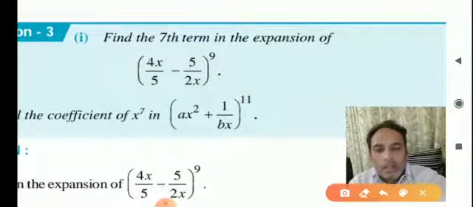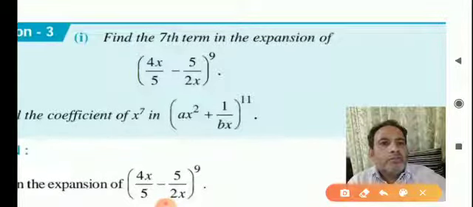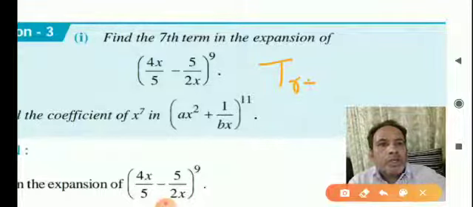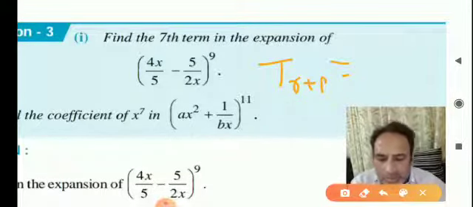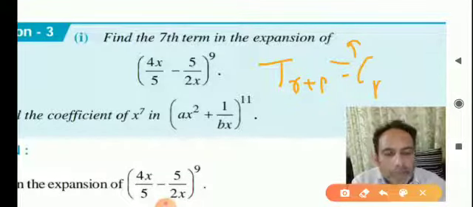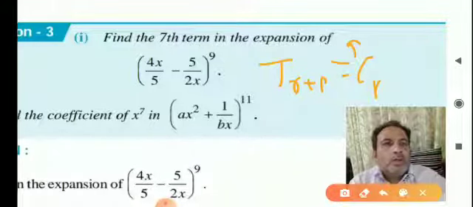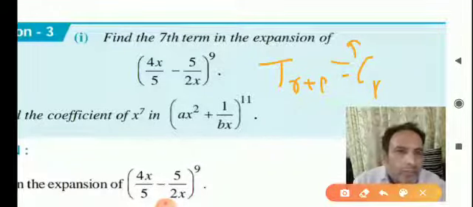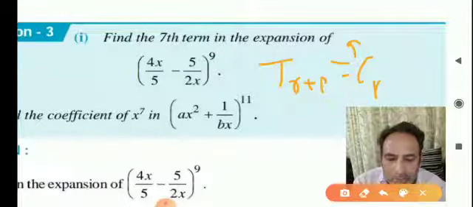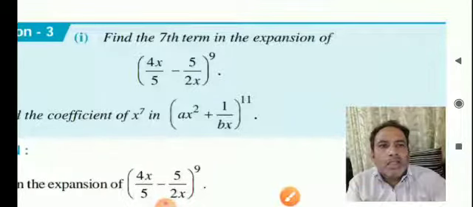So for the seventh term, what you have to solve? Let's say the r plus 1th term, Tr plus 1, will be the seventh term. So for Tr plus 1, you can say 9Cr, and that is (4x by 5) to the power 9 minus r, and (minus 5 by 2x) to the power r. Clear? You can write over here.